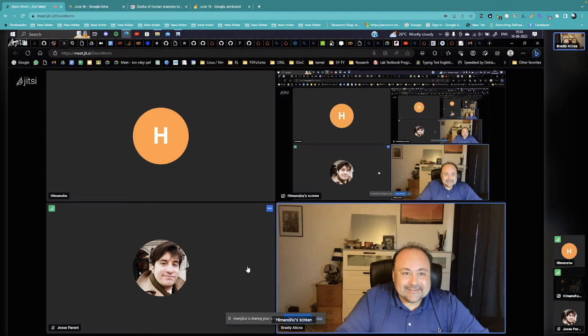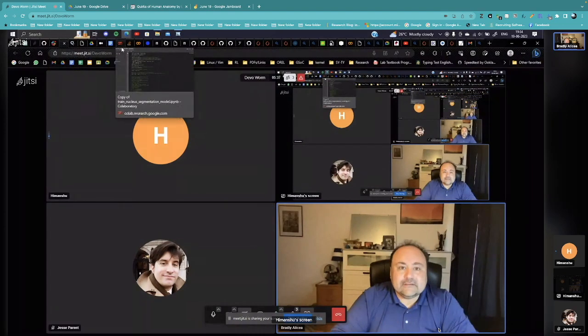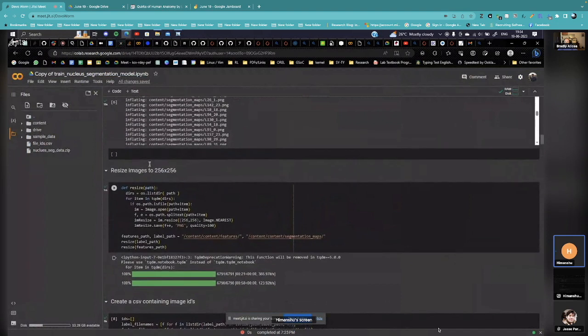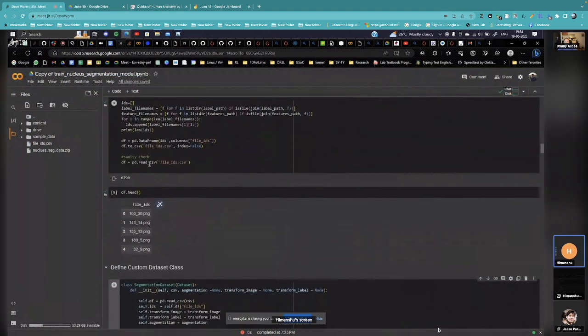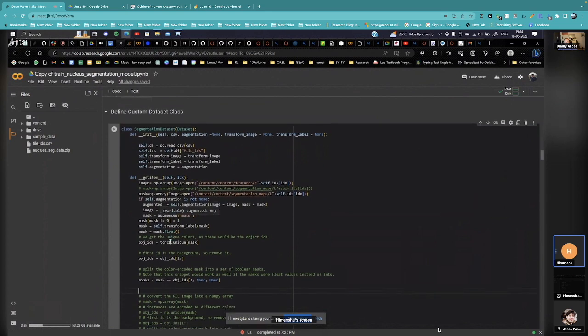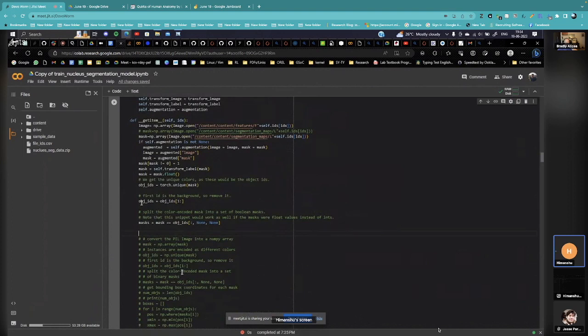Is my screen visible? Yes, I can see it. Okay, so my update this week is that I've been working on the model that I proposed last week, the Mask R-CNN model. One of the things I was doing is creating the bounding boxes for all the cells that are present in the data set.